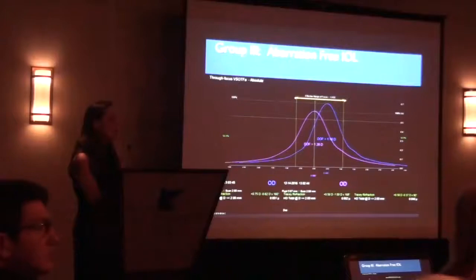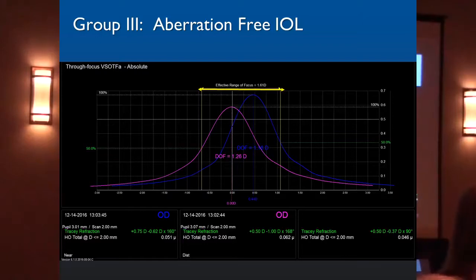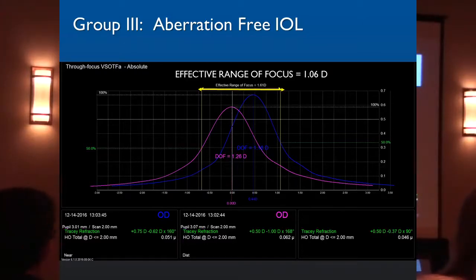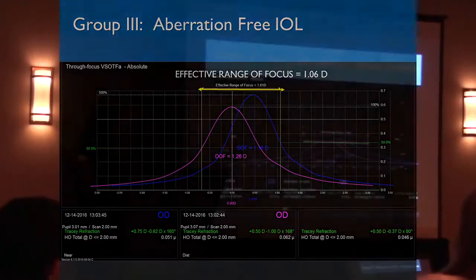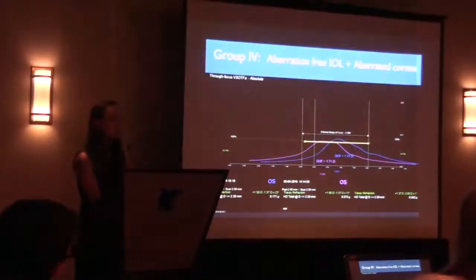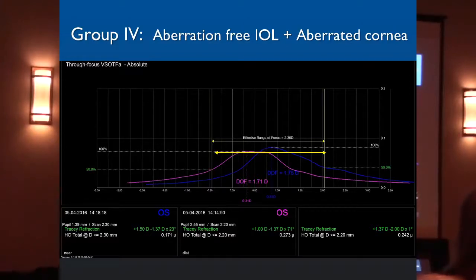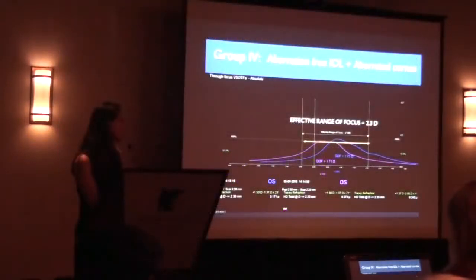Now, if you're using an aberration-free IOL, the optical system has a residual positive spherical aberration, right? So these patients usually have a better effective range of focus. So then this group is actually really interesting. Patients with what we call highly aberrated corneas, patients that had hyperopic LASIK, or patients with keratoconus. So we usually use an aberration-free IOL in these patients. As you can see here, the VSOTF is low with a really huge effective range of focus.